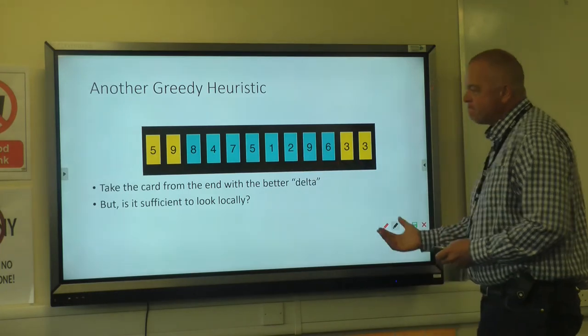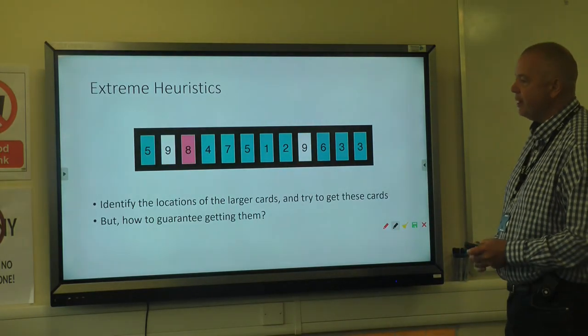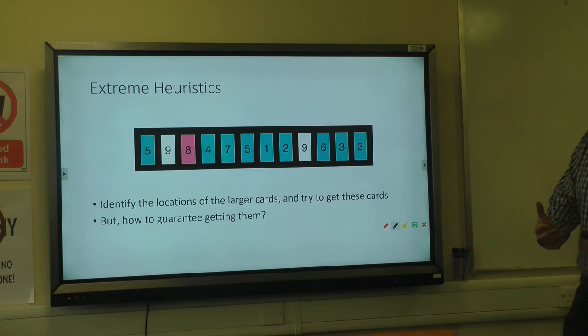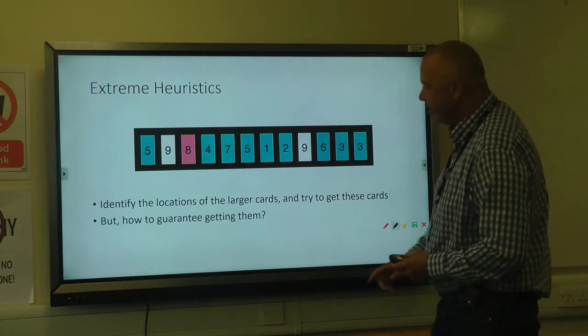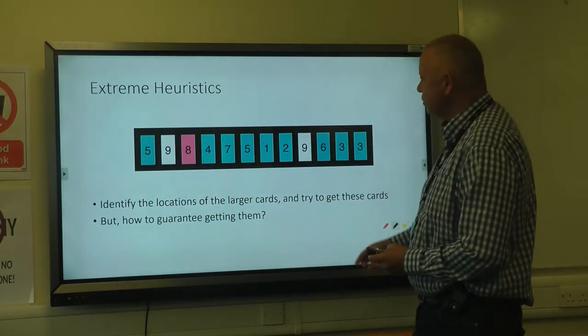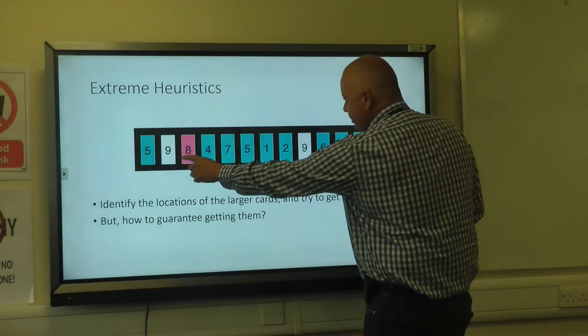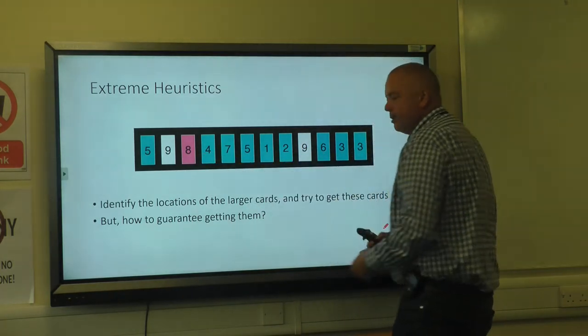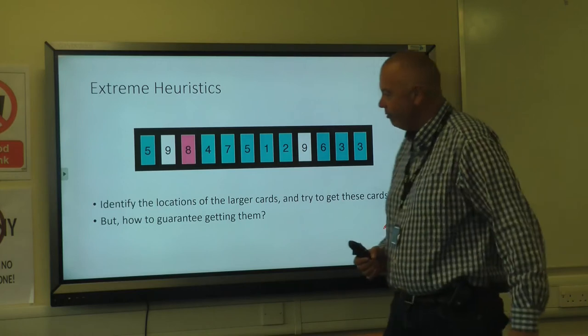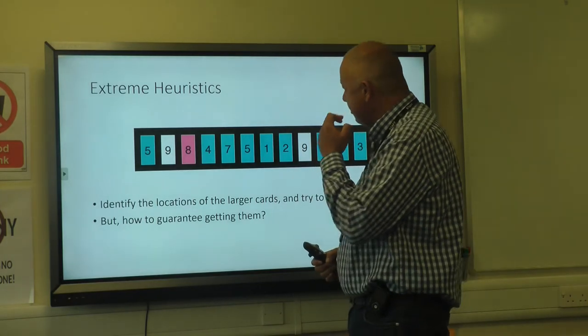So maybe greedy heuristics aren't the way to go. There's an extreme heuristic. What we can do is identify the locations of the larger cards and try to get these. There's a 9 there, a 9 there, and an 8 there. I'm going to go for those. They're the ones I'm going to go for.